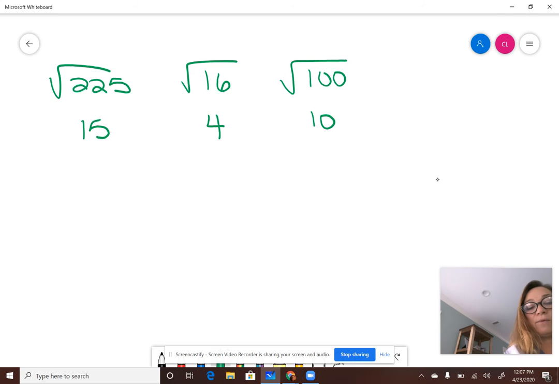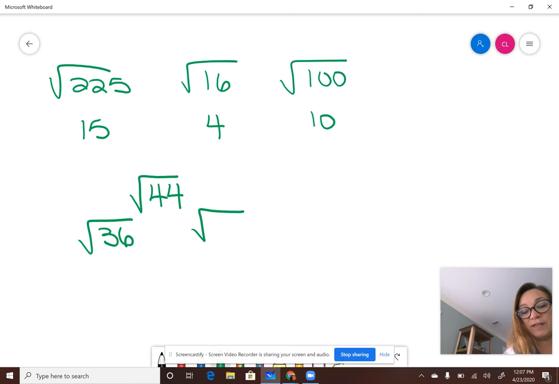Okay, then it said, in between which two integers is the square root of 44? So you want to think about your perfect squares. And again, I'm going to send you that list. So it's in between the square root of 36 and the square root of 49. The square root of 36 is 6, and the square root of 49 is 7. So it's in between 6 and 7.